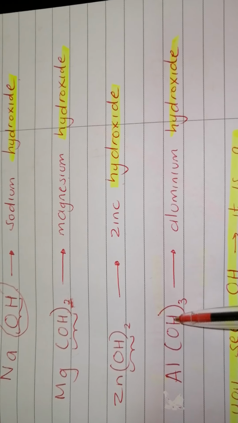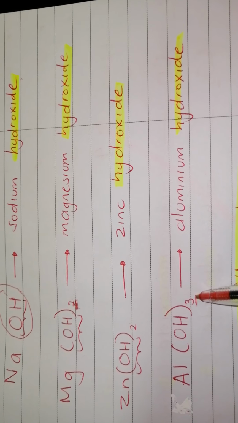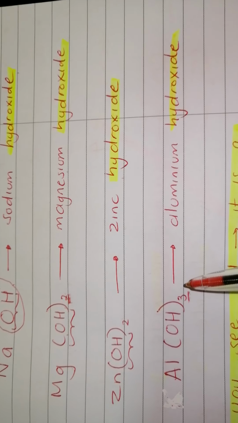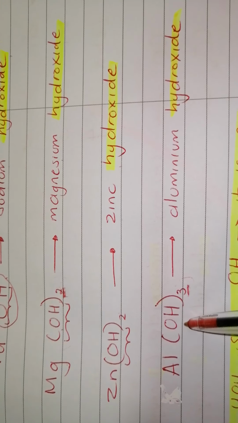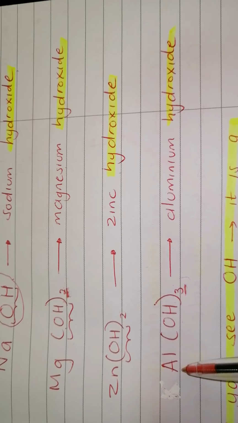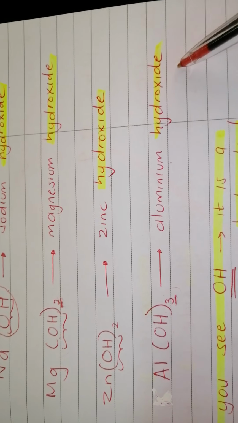Right, let's do another one. Aluminium, and then you have OH, which is a hydroxide. And now can you see there's a 3 here? Now that 3 just means there's 3 hydroxides. So we're not going to worry about this number. We are just going to name it as we see it here. So you're going to have Al, you're going to write aluminium. OH is hydroxide and the name is just aluminium hydroxide.